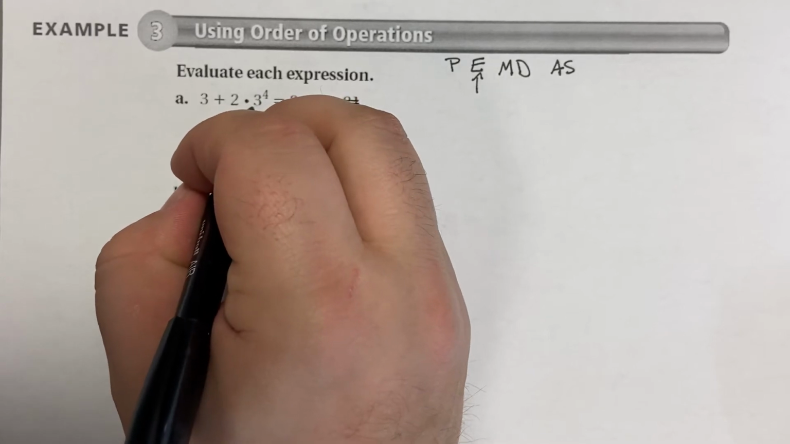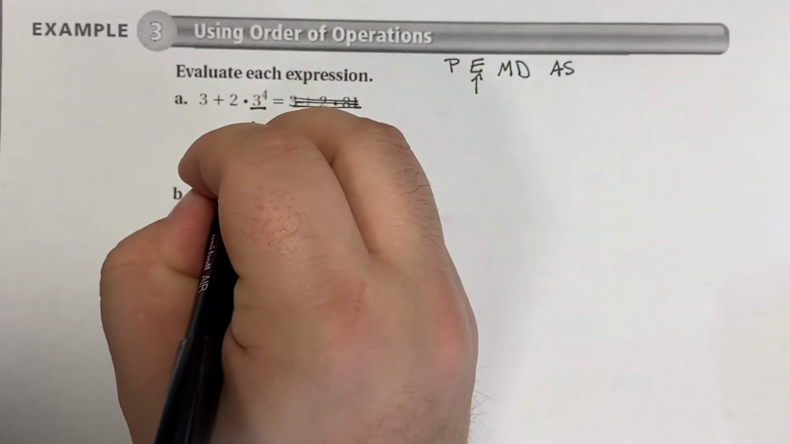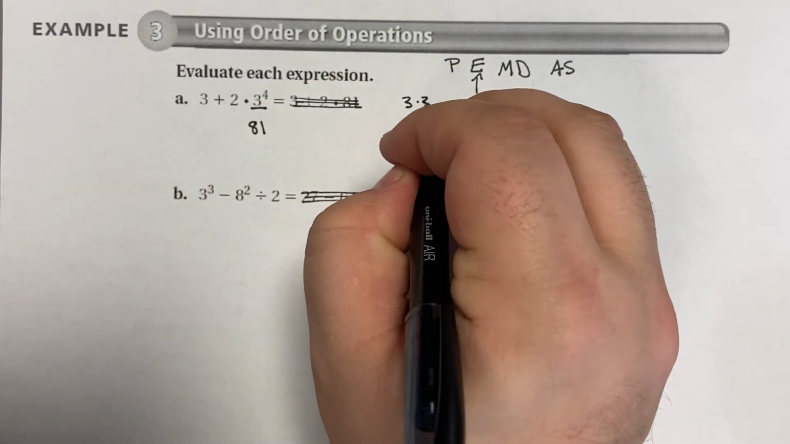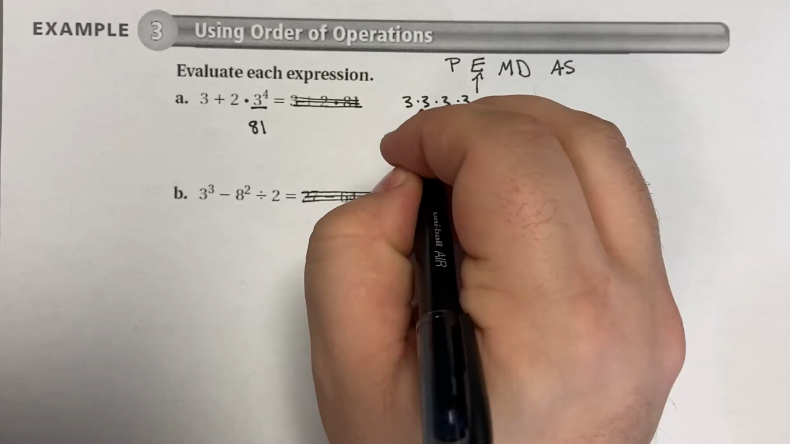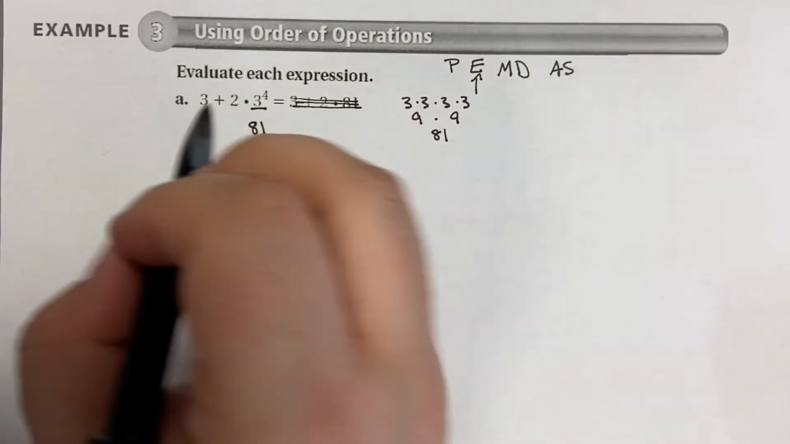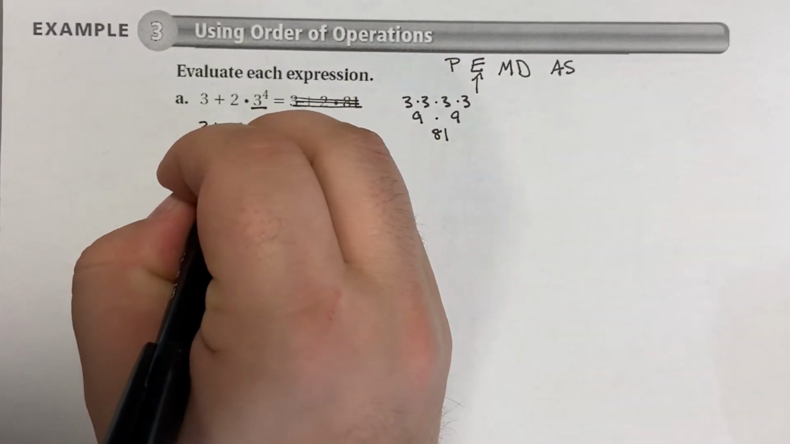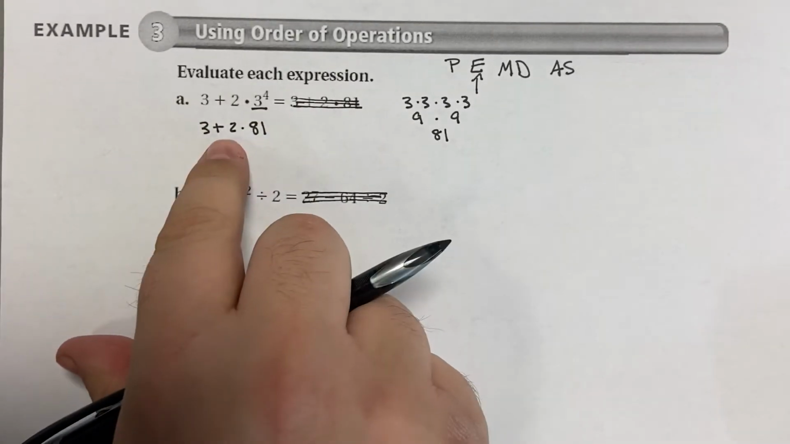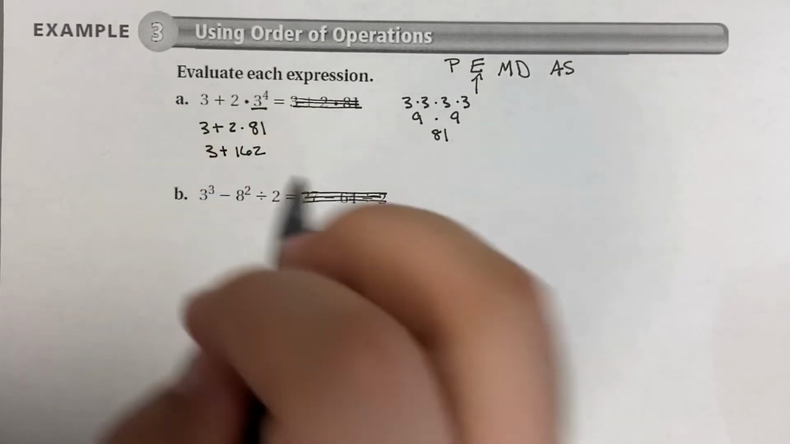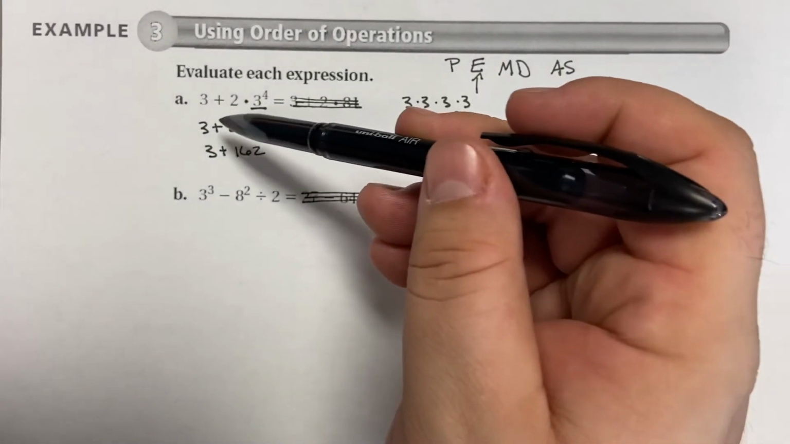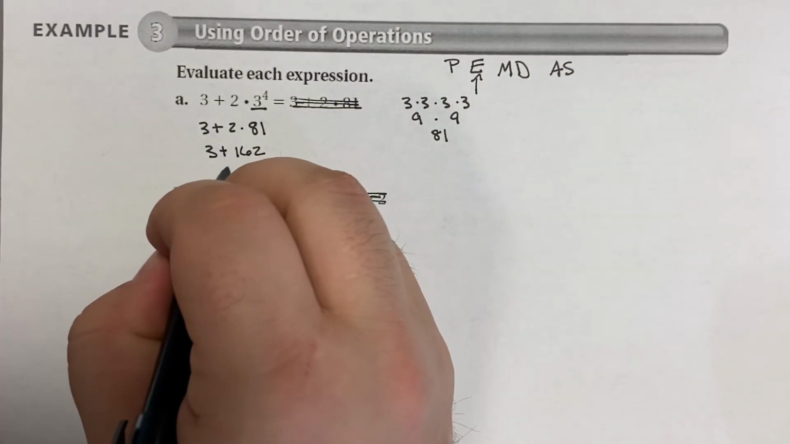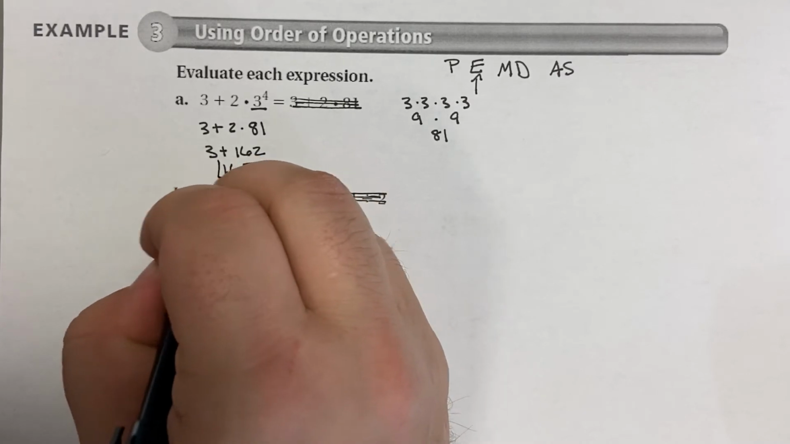Well, that means we need to actually start with 3 to the 4th, and that's 81, because that's the same thing as 3 times 3 times 3 times 3, which is 9 times 9, which is 81. So that's how I got that. Now we still have 3 plus 2 times. So now we have 2 times 81, which is 162. And we still have the 3 plus. So just like normal, any operations we haven't used just carry down until we use them. And now we have 3 plus 162, which is 165. So there's our answer.